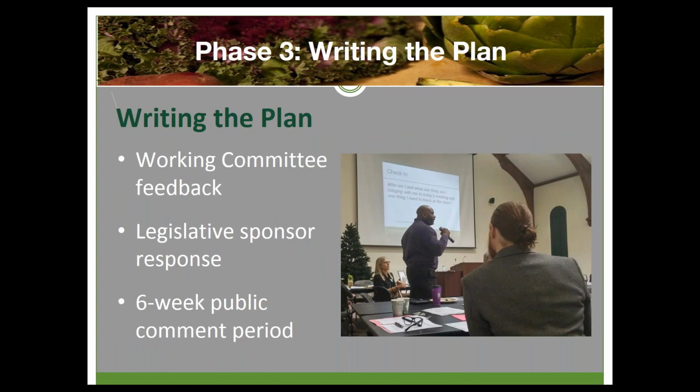And the final phase of the project was writing the plan. We used stakeholder, working committee, and community feedback obtained throughout the planning process as a guide to develop a draft Local Food Action Plan. With the draft plan, we provided a getting started table for each of the actions within the draft plan. The getting started tables included a current status of whether or not the action was new work within the community or something that had already been started.